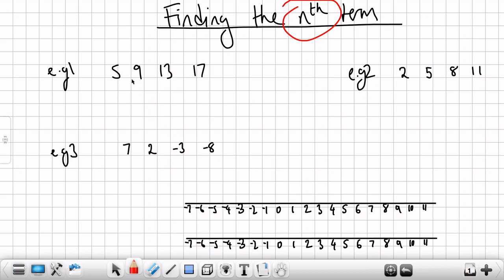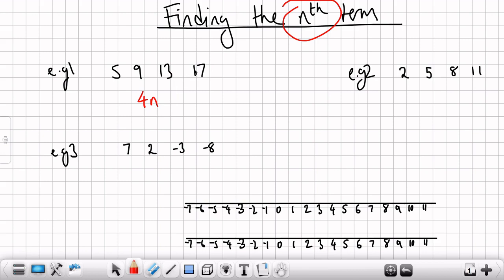So this is what I do first. I've established that these are going up in steps of 4s. Add 4, add 4, add 4. So I write 4n. If these were going up in steps of 10, then I'll write 10n. If these were going up in steps of 3, then I'll write 3n. Now, there needs to be something else after this.